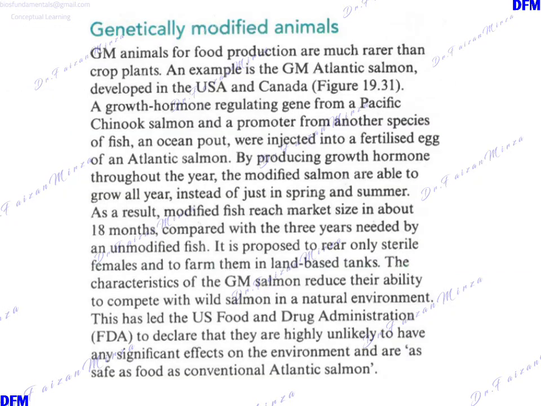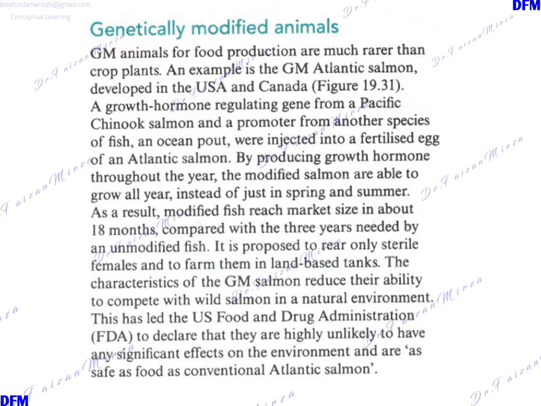Why is this so? How are the genetically modified organisms made? We know the genetically modified Atlantic salmon is available in the US and Canada and in various places of the world as well. How is it done? Basically, this salmon actually just grows in size in the spring and summer. That's it. But if we take the growth hormone regulating gene from another salmon and we add a promoter from another species of fish, we have added the gene.